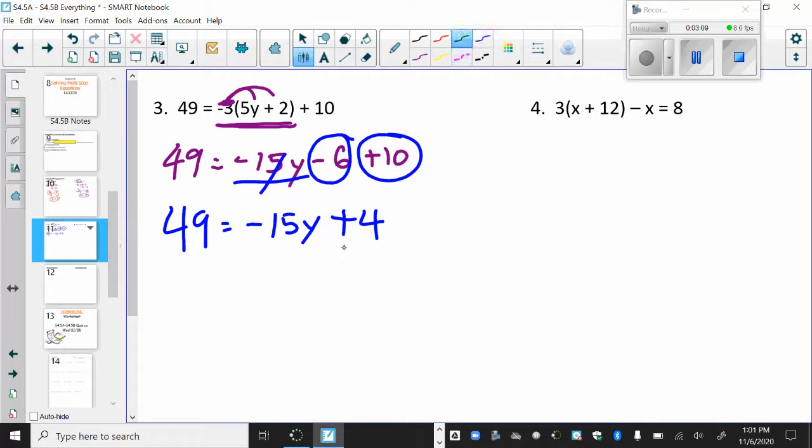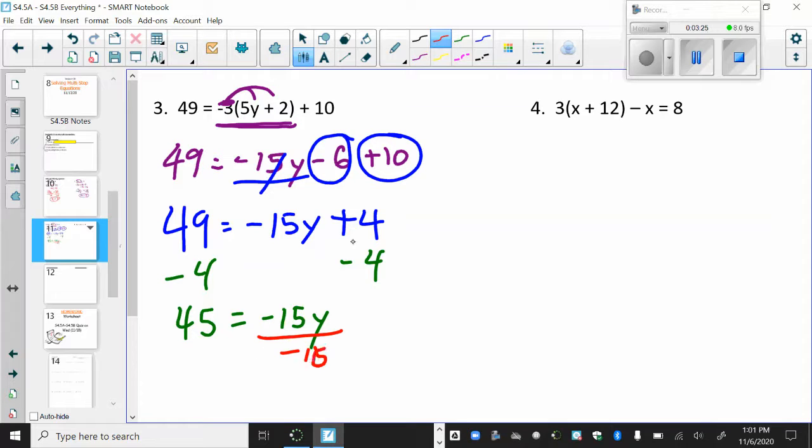Then I'm going to undo. So minus 4 to get 45 equals negative 15y. Positive 4 minus 4 makes 0, so I don't have to write plus 0. I just stop there. And lastly, I'm going to divide by negative 15 on both sides. If I divide that, I'm going to get y equals negative 3.